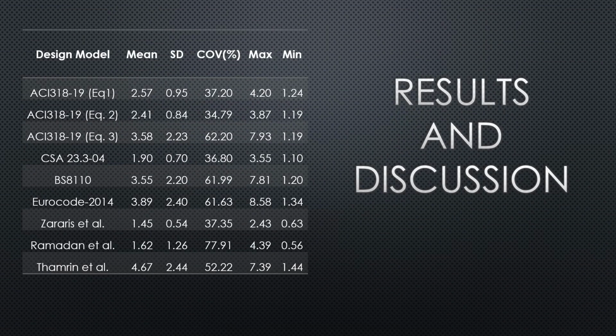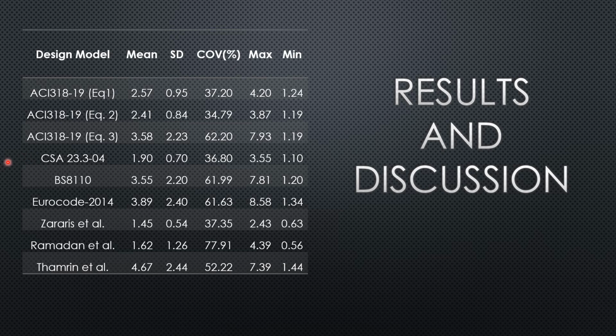So this table shows a summary of the results and the statistical measures. In general, we can say that all design guidelines were conservative in the shear prediction, where the average ranged from 1.9 to 3.89. The code that provided the most accurate results was the Canadian code, CSA, with standard deviation of 0.7 and coefficient of variation of 36.8%.